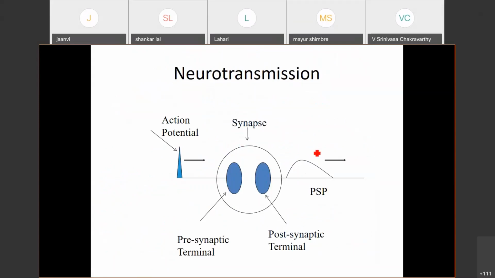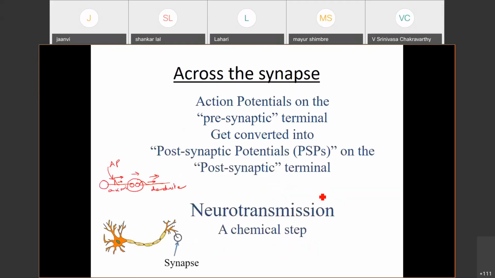Whereas on the postsynaptic side, it is not like that. It is not so clear-cut. It is more graded. It is not yes or no. It's not so black and white. It's more graded. And this potential that you get on the postsynaptic side has the obvious name of postsynaptic potential, or PSP. So it is written here. These are called postsynaptic potentials, or PSPs.